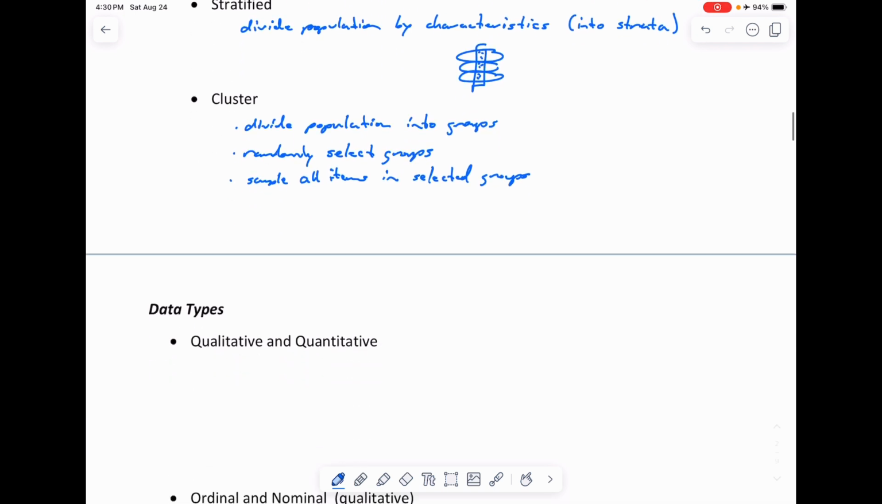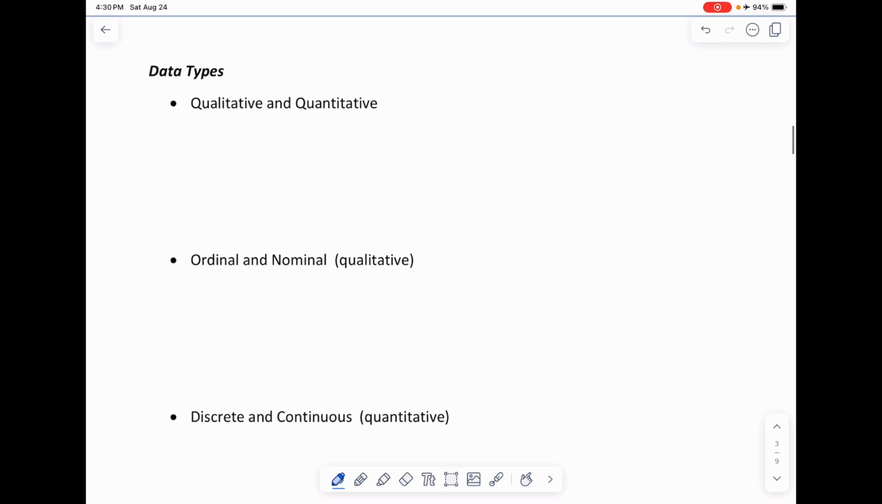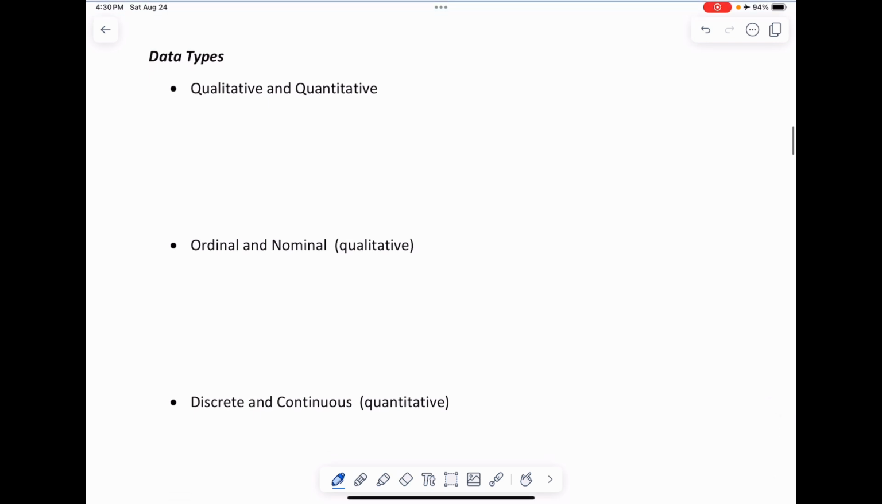All right, let's move on and talk about some different data types. We've talked about how to collect data. What are some different things to think about in terms of the types of data? Because that's going to potentially impact not only how you sample, but more importantly, how you then display and present that data, which we're going to talk about in Chapter 2.